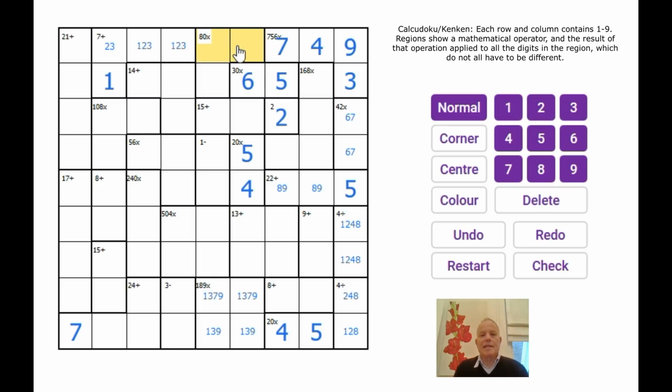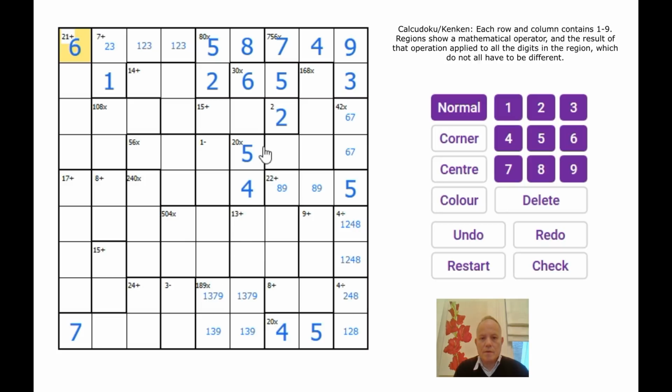Now this 80, 8, 5, and 6 are the possibilities. Can't have a 6 because 6 doesn't go into 80. So that has to be 5 and 8. That 5 has decided the order. That therefore must be a 2 to make up the sum. And in this top one, to finish the top row, we need a 6. So that's useful.